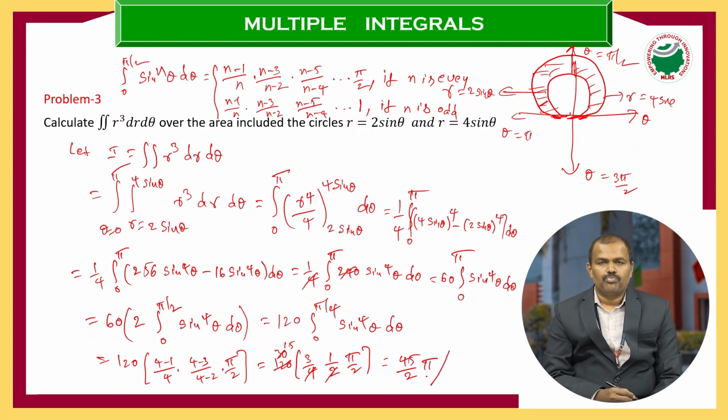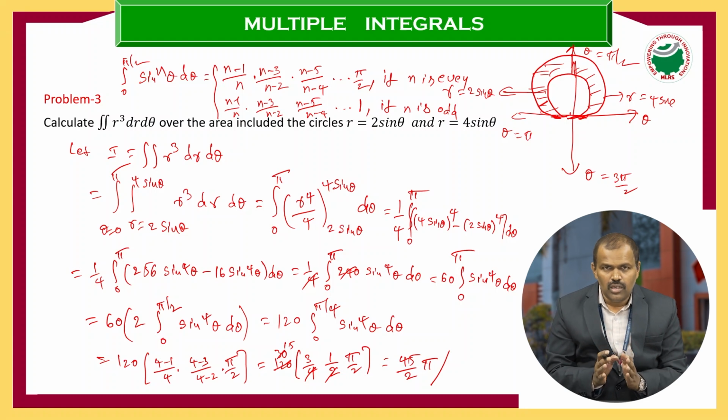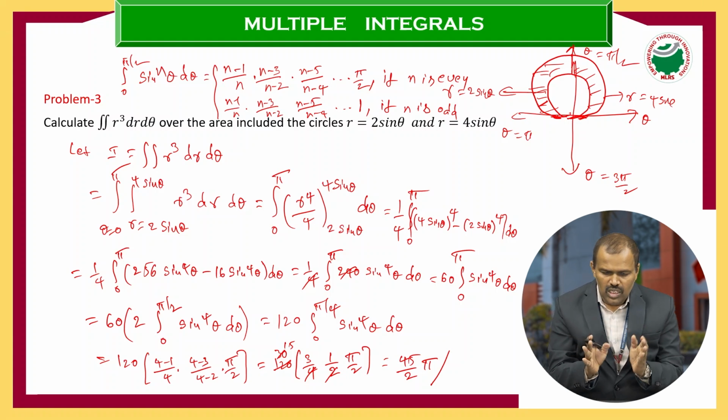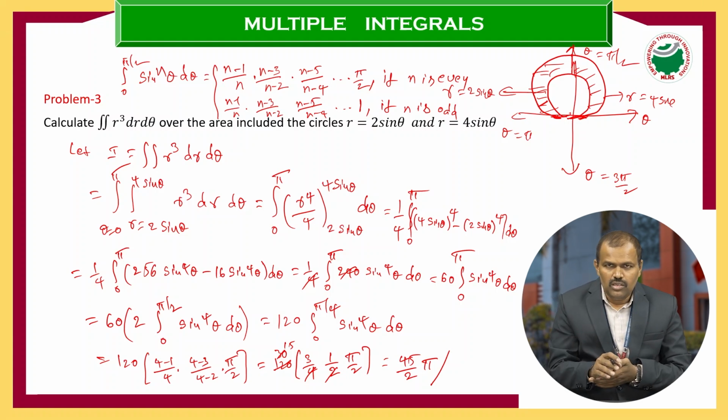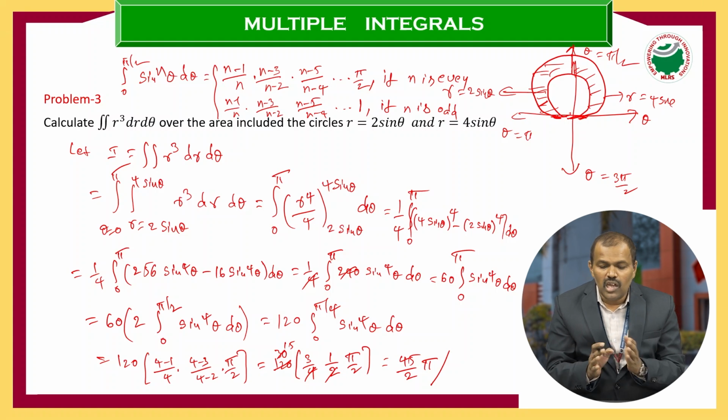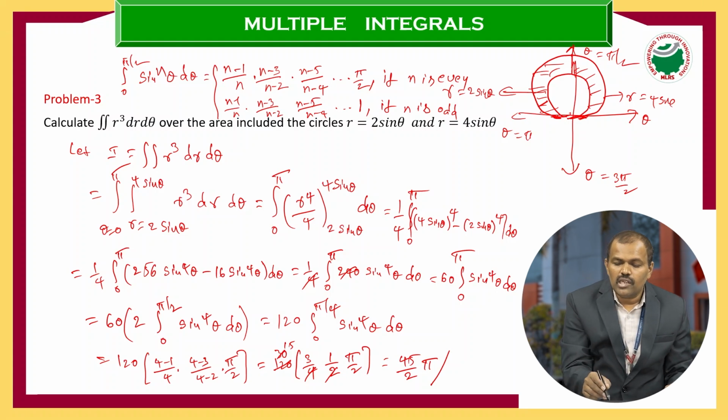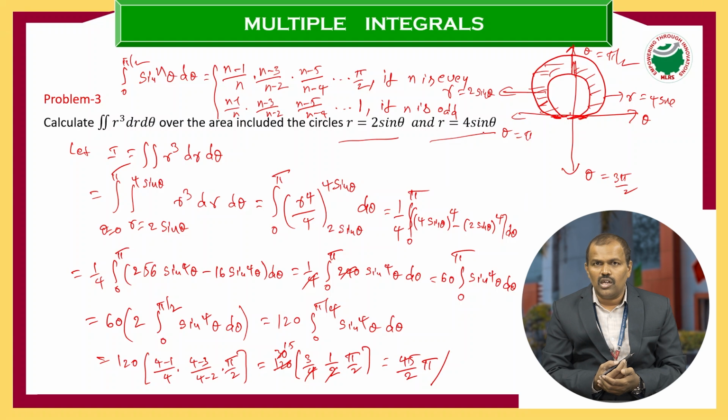This is the answer. So once again, here in the double integral, limits are not given, one region is given. That region is bounded by the area included between the circles. The region is given in the form of the area included between the circles r is equal to 2 sin theta, r is equal to 4 sin theta.